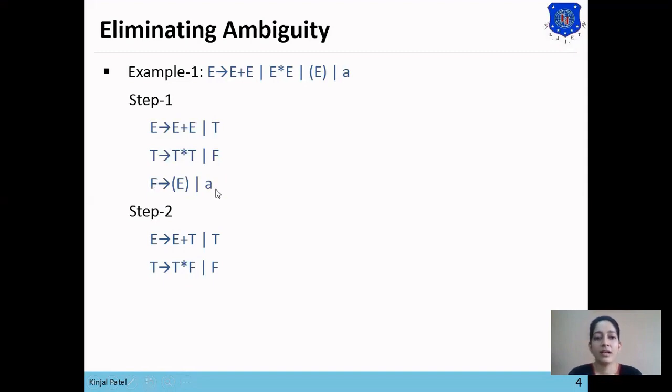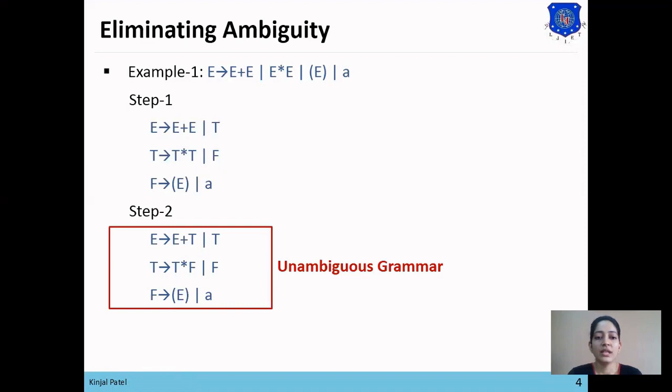Now at the third level, the grammar has no issue, so we will not make any changes there, as the first symbol is a terminal symbol, so it is not left recursive, and the last symbol is also terminal, so it is not right recursive. So we will not make any changes to the third level. So here is our unambiguous grammar of the example. Now we can use this grammar for parsing.